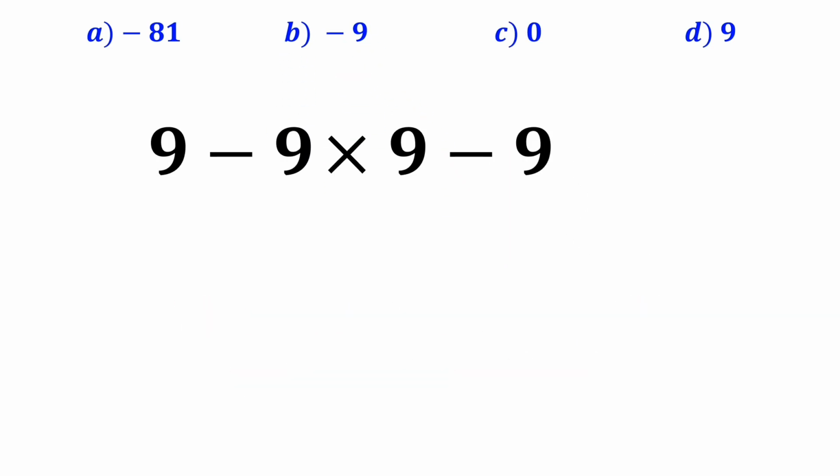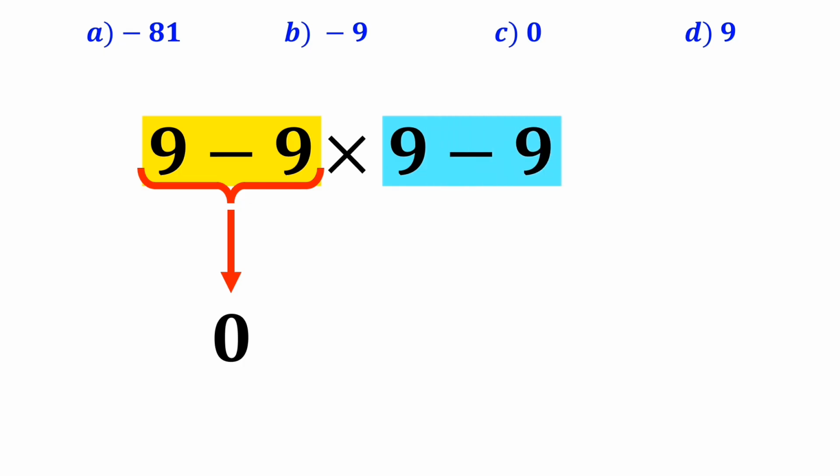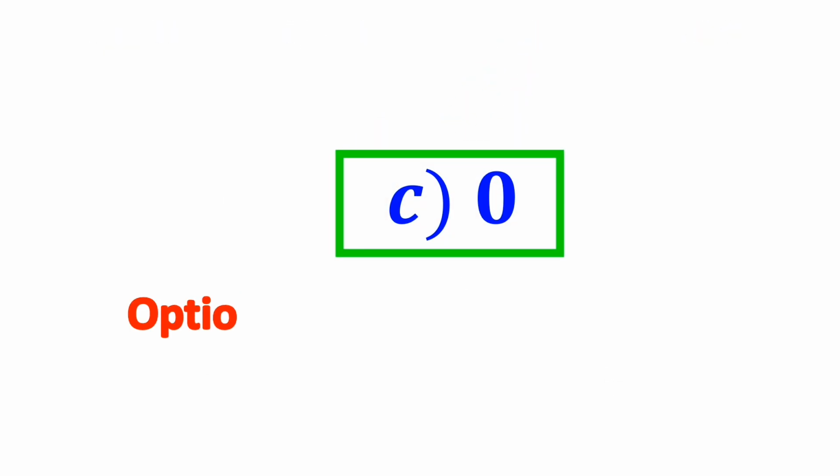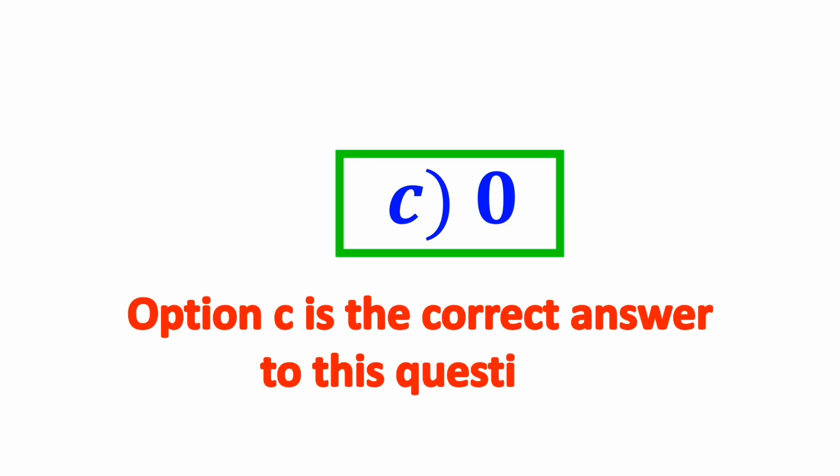Also, some people when solving such a problem first do 9 minus 9, which I have highlighted in yellow, and replace it with 0. Then they do the other 9 minus 9, which I have highlighted in blue, and replace it with 0 as well. Finally, they say 0 times 0 must be equal to 0. And immediately they claim that option C is the correct answer to this question. But unfortunately, this answer is also completely wrong.